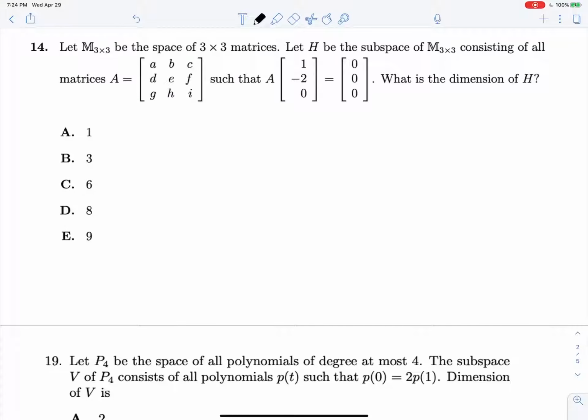14. Let M 3 by 3 be the space of 3 by 3 matrices. Let H be the subspace of M 3 by 3, consisting of all matrices A, given there, such that A times (1, -2, 0) is equal to (1, 1, 1). This question I figured out today, or I knew what the answer was before, but I didn't like my own explanation for it, and now I really like my explanation for it.